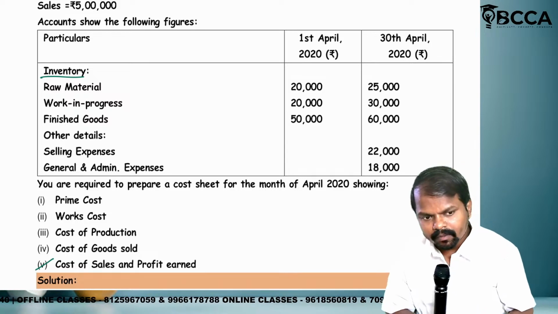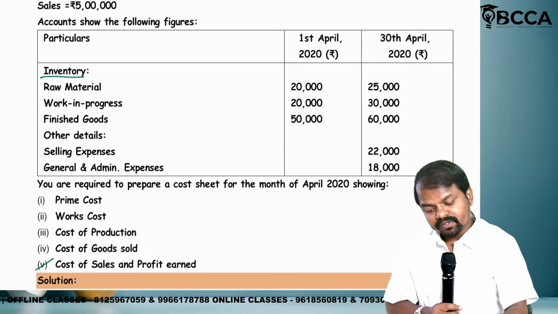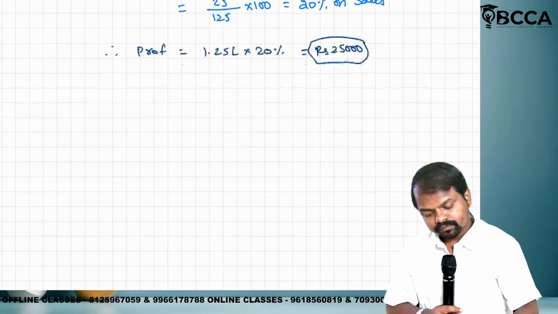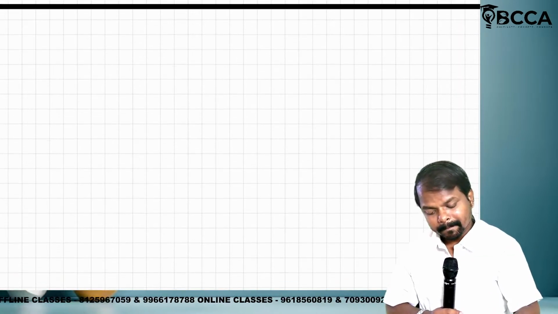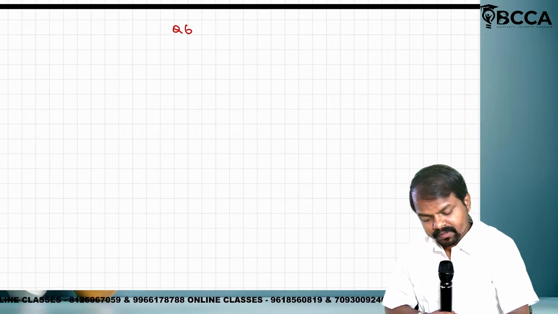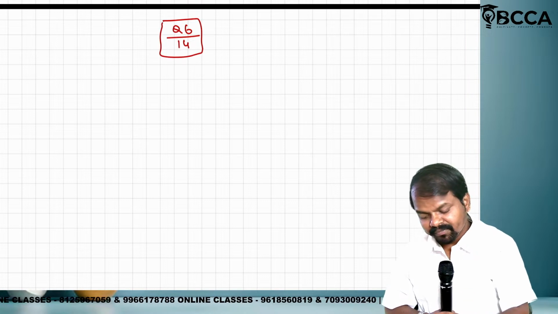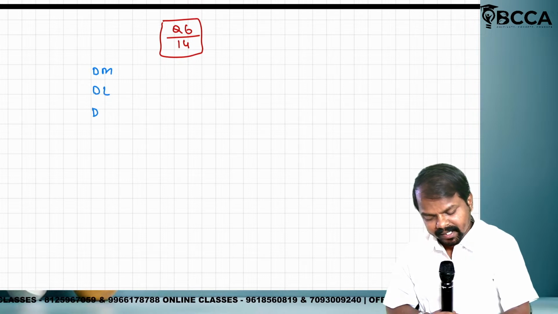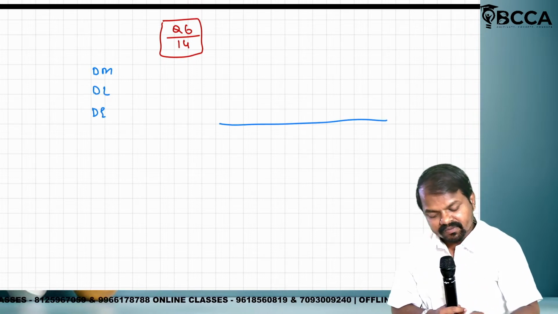Can you solve? Please respond. Excellent. So question number 6, page number 14. Correct? What is the format? Direct material, direct labor, direct expense. Correct? Result shall be referred to as what?